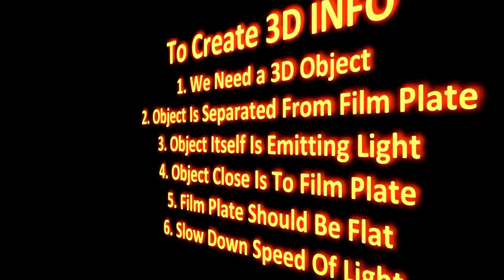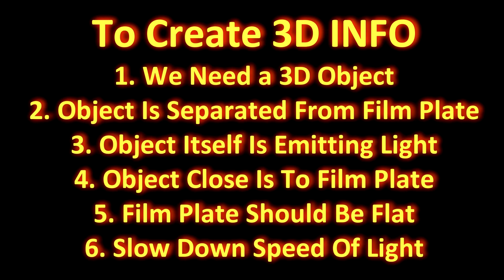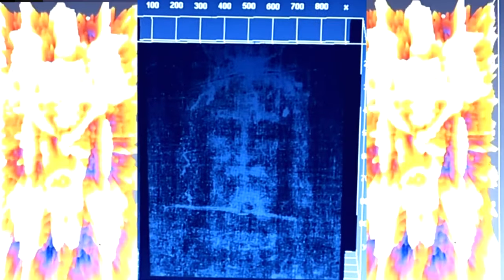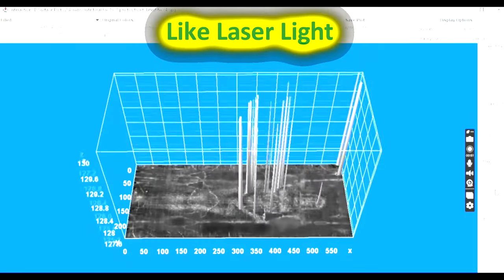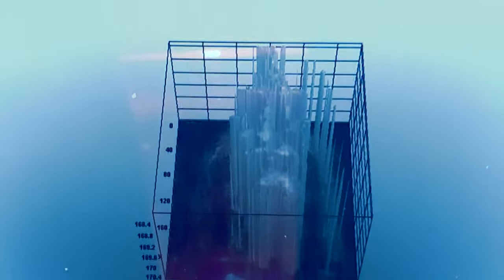So to recap, number one, main points, to create 3D information, you need a 3D object. Number two, that object must be separated from the film plate. Number three, the object must be emitting light. Number four, the object must be close to the film plate. Number five, the film plate must be flat, straight. And the type of light must be highly ordered and controlled light, like that. So in a way, this is similar to how a hologram would be made, but doing it in a very unique and brilliant way.